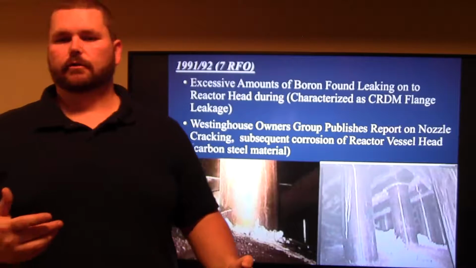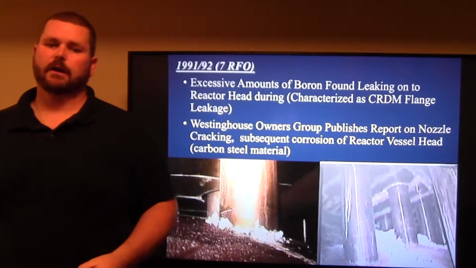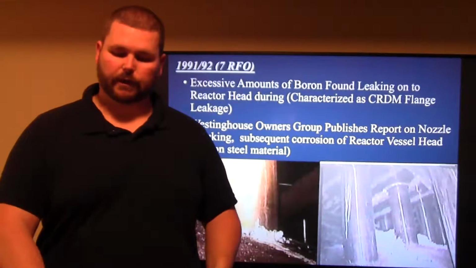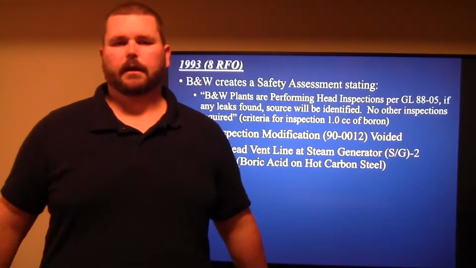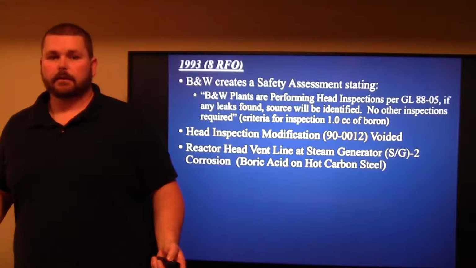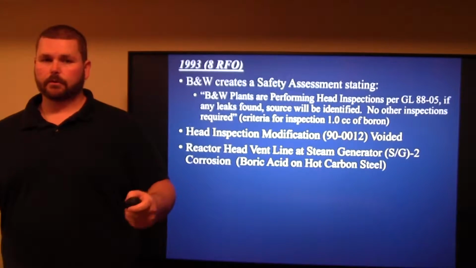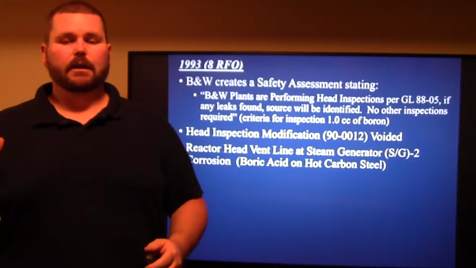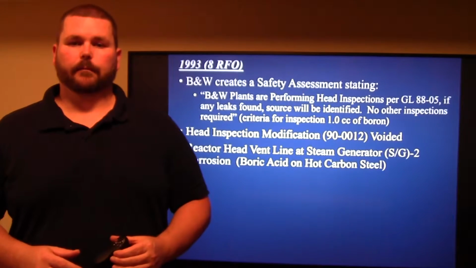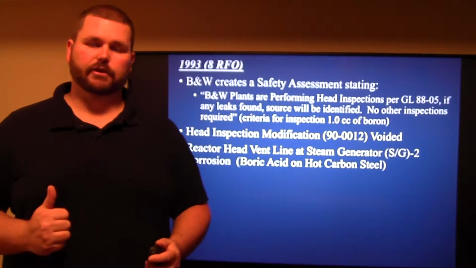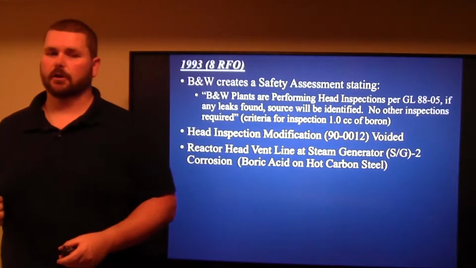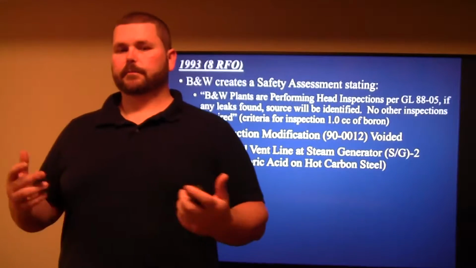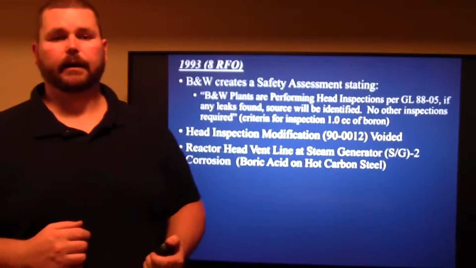But Westinghouse still issued a group to say, we still have issues with our reactor vessels from carbon steel corrosion due to boric acid. So they said, we still got to look out for this. Then, again, in 1993, during their 8th refueling outage, the manufacturers, the creators of the plant itself, said, hey, we need to make sure we're in compliance with this head. So doing these inspections per the generic letter 88-05 will meet the intent as long as, if you find a leak, you identify where it's coming from. And their spec was 1 cubic centimeter they identified.